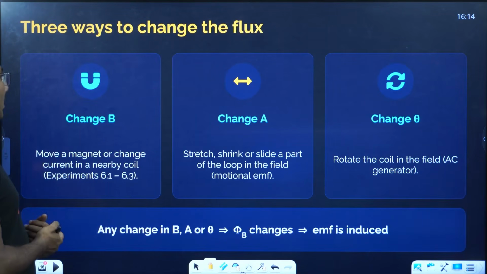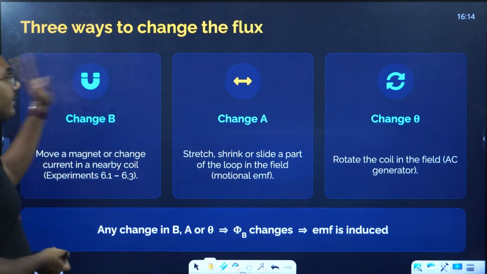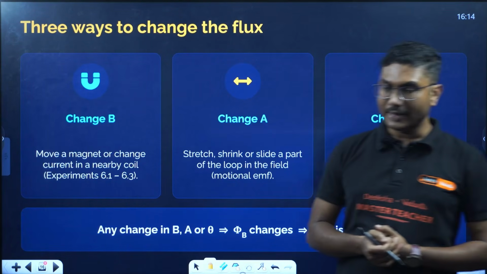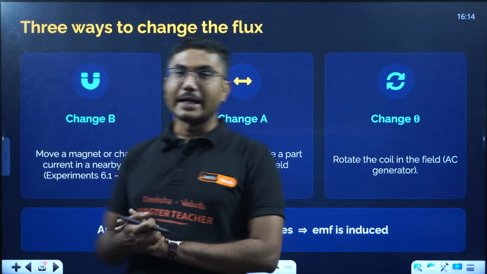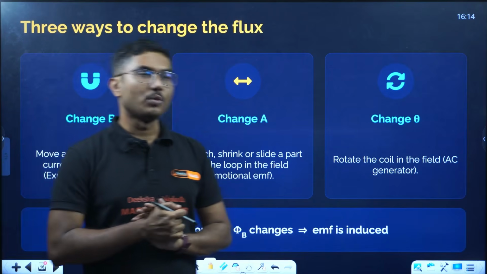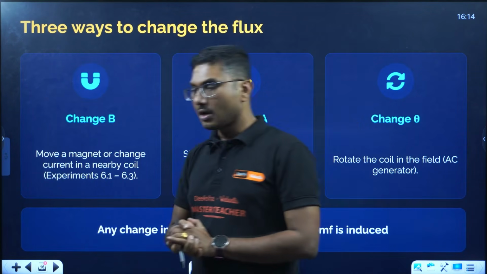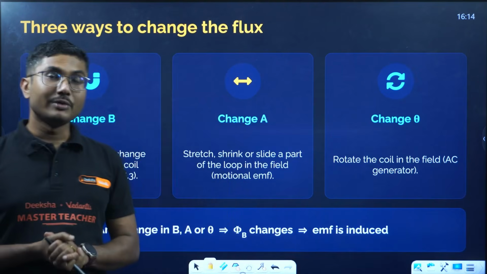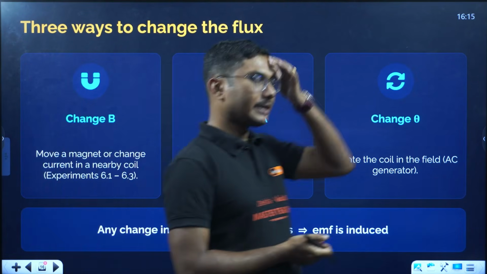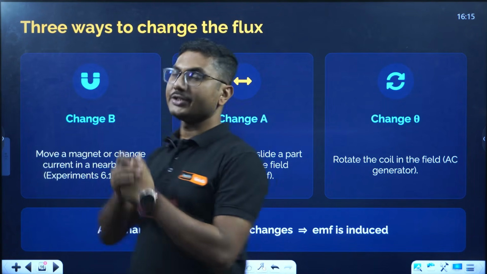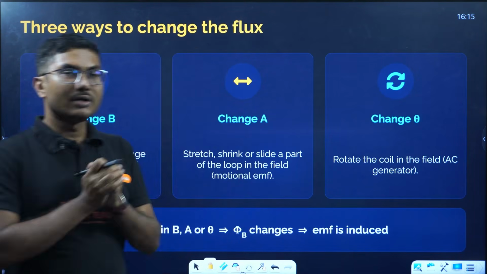Okay, now, three ways that you can change magnetic flux. As you have realized, changing magnetic flux is super duper important. If you can change the magnetic flux linked with the coil, you can induce electric current, which is important. Electric current is our day-to-day requirement. So how can we change the magnetic flux linked with the coil?